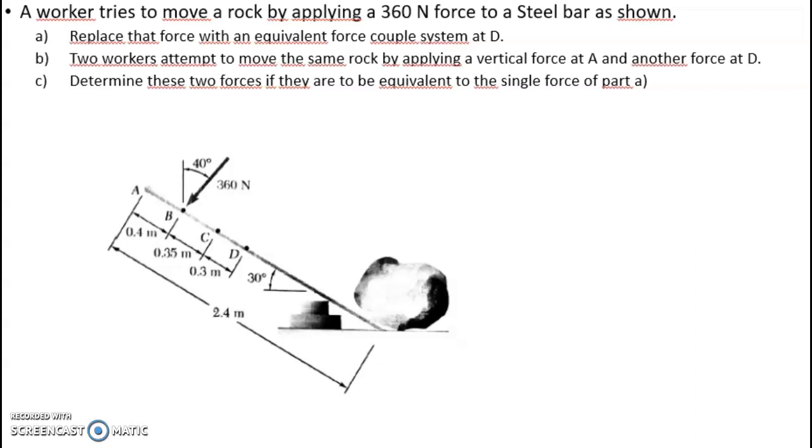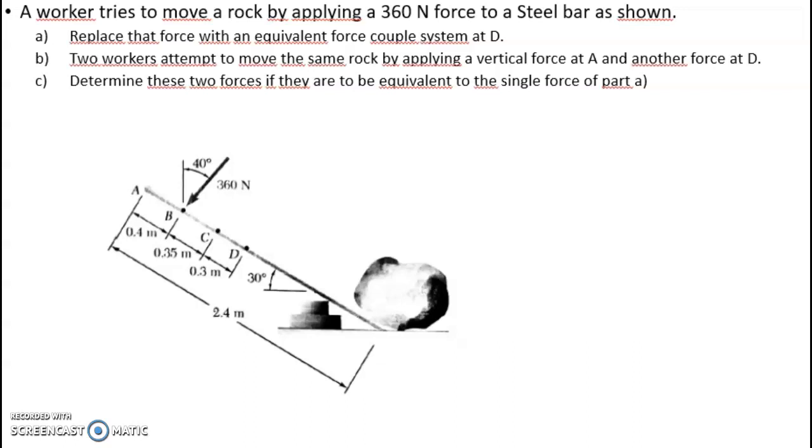Okay, for the fifth drawdown, the homework, we got a problem like this. A worker tries to move a rock by applying a 360 Newton force to a steel bar as shown. Now, something to consider. If we review every one of the parts, part A, replace the force with an equivalent force couple system at D.